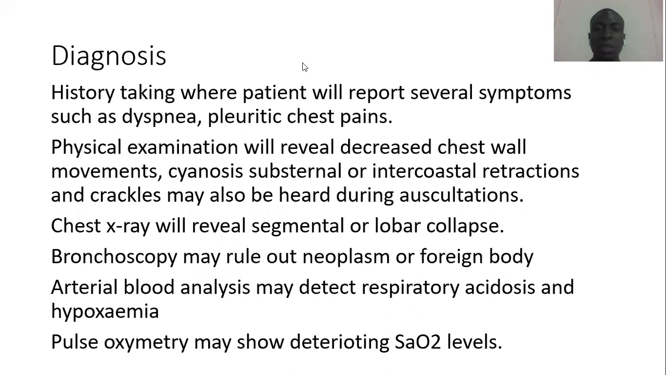Diagnosis: the patient will present with severe symptoms of dyspnea and pleuritic chest pain. Physical examination will reveal a decrease in chest wall movement and cyanosis. Chest X-ray will reveal lobar collapse. Bronchoscopy may rule out neoplasms or foreign body. Arterial blood gas analysis may detect respiratory acidosis and hypoxemia. Pulse oximetry may show deterioration in oxygen saturation level.